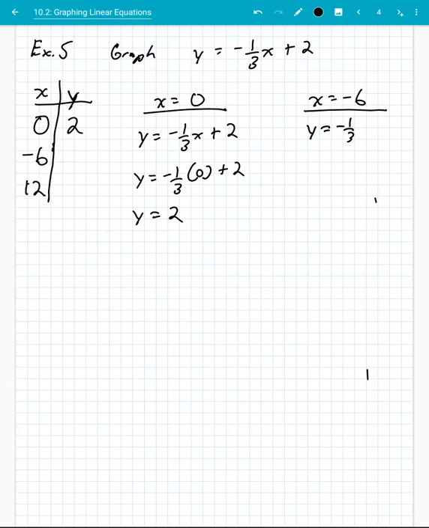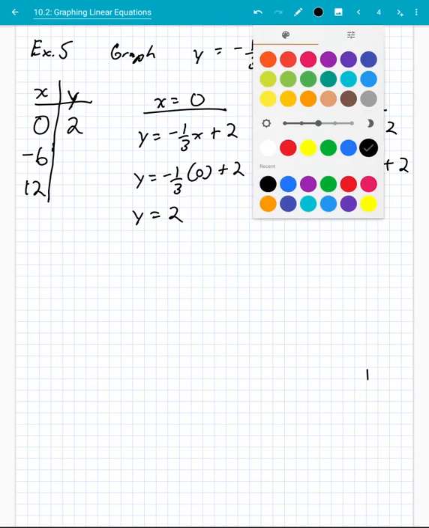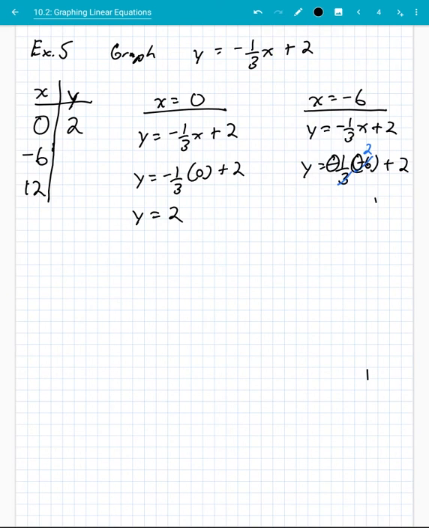Let's do -6. Y equals -1/3 x plus 2. Substitute the -6 in for the x. So now we can see 3 goes into 6 twice. That's where we simplify using the LCD. Then remember, a negative times a negative makes a positive. So 1 times 2 makes 2. Bring down the plus 2. Y is equal to 4. We get 4 when we plugged in -6.